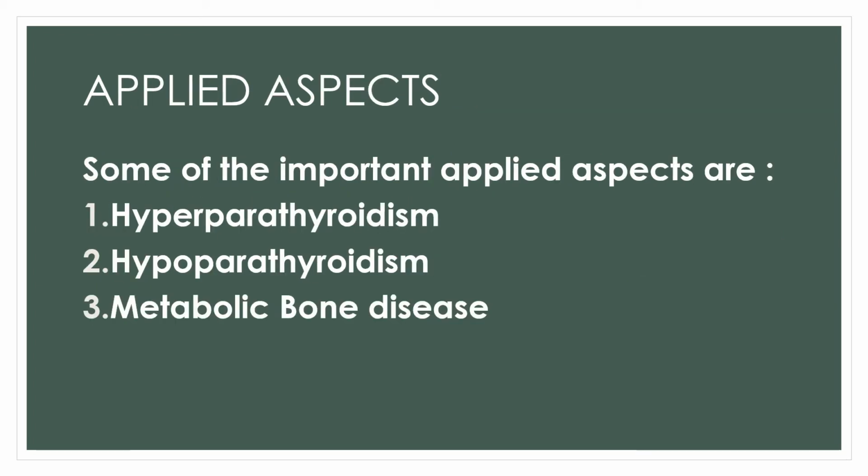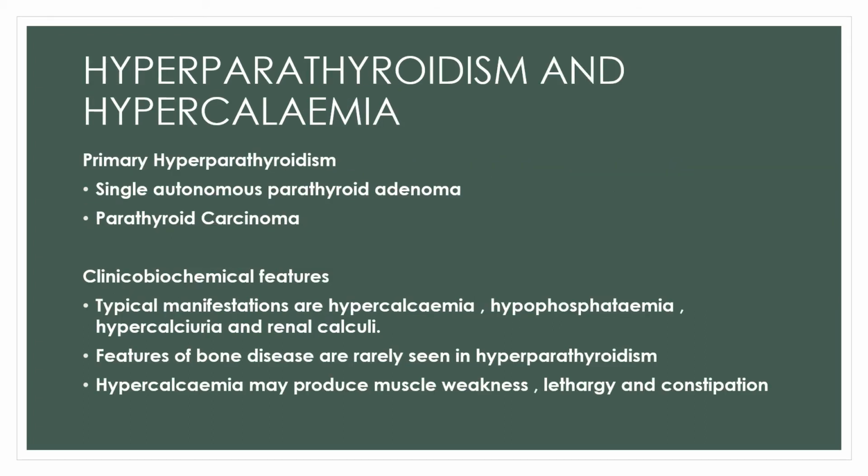Applied aspects. Some of the important applied aspects are hyperparathyroidism, hypoparathyroidism, and metabolic bone disease. Hyperparathyroidism and hypercalcemia: primary hyperparathyroidism occurs mainly in a single autonomous parathyroid adenoma, the main cause. The second one is parathyroid carcinoma.